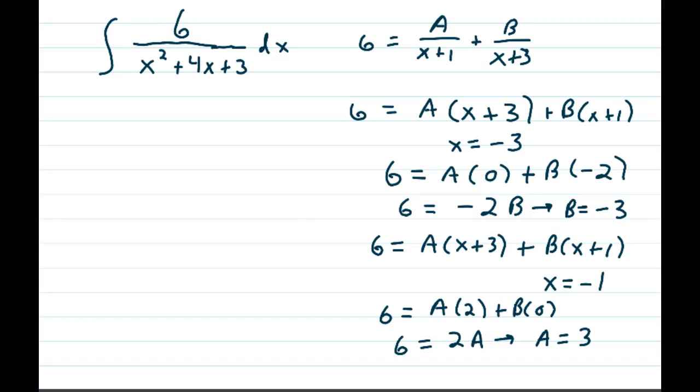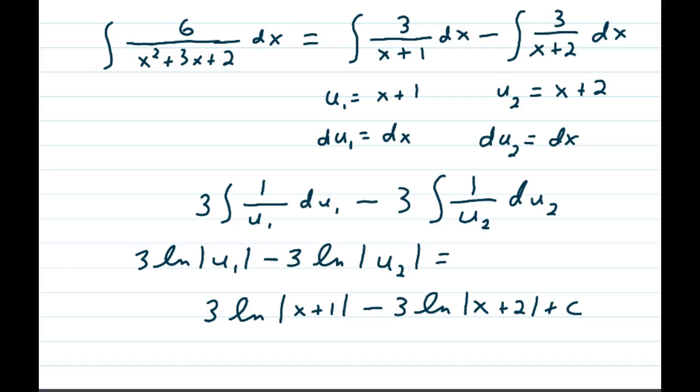negative 3. Repeating that process, another convenient value would be x equals negative 1, because that will get rid of the B. So you get 6 is equal to A times negative 1 plus 3 is 2, plus again B times 0. This gives you 6 is equal to 2A, which implies that A is equal to 3. And we found both of our letters A and B.